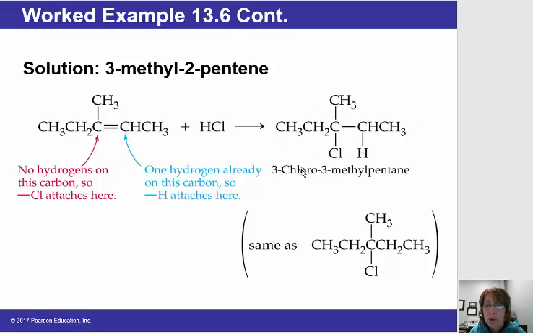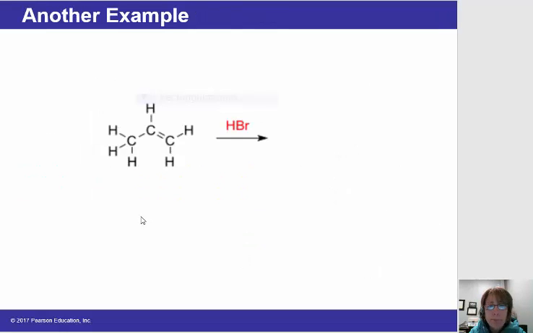So when we draw out the structure where the 2 carbon gets the hydrogen and the 3 carbon gets the chlorine, we get this structure here, and the name of this compound is 3-chloro-3-methylpentane. So if you got that, give yourself a pat on the back, and let's look at one more.